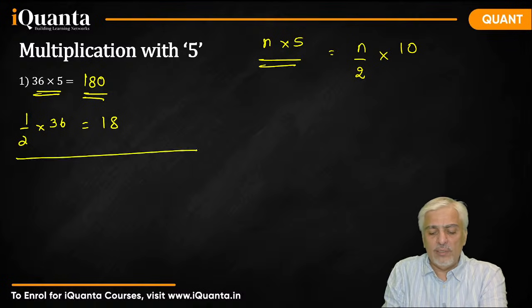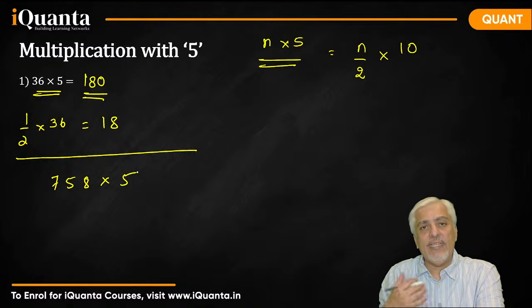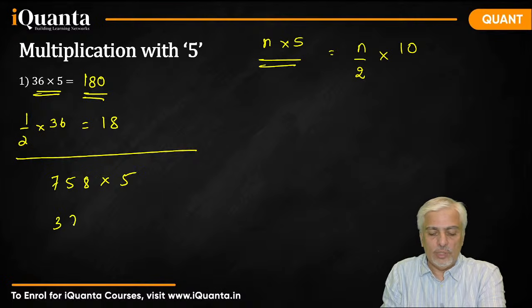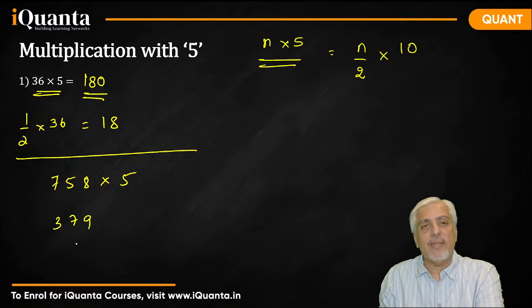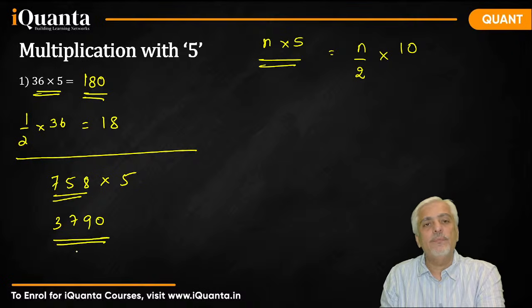Let's take one more number. 758 multiplied by 5. So first make it half, so 379, right? If I make it half, half means divide by 2. 2 3s are, 2 7s are, 2 9s are. 379 and a 0. One more example.